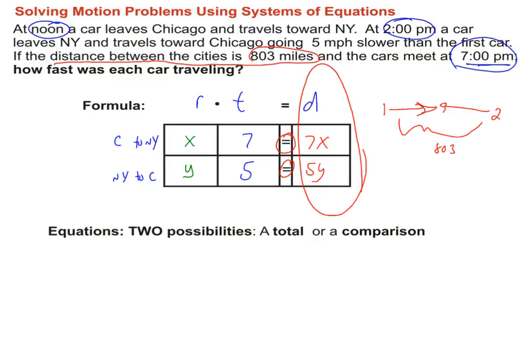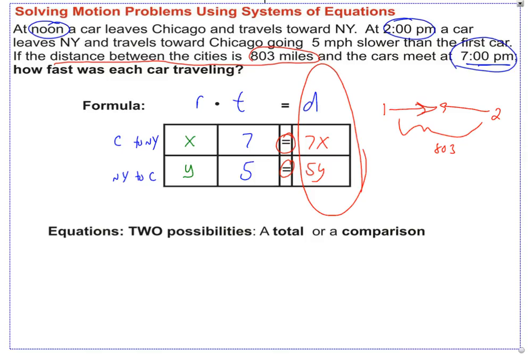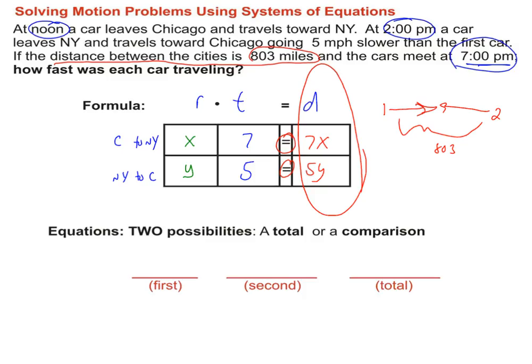When you make that decision, then it's easy to come up with the equation. The equation then becomes very simplistic because every total equation has this template. The first plus the second always equals the total. Every time. If it's a total equation, the first plus the second equals the total. All right, what's the first? Look at your chart. 7x, right? And we're talking about distance. That's the distance the first car traveled. What's the distance the second car traveled, right? 5y. And what's our total? Go back up to your word problem. What was the total distance? 803 miles. Hey, we've got the first equation.